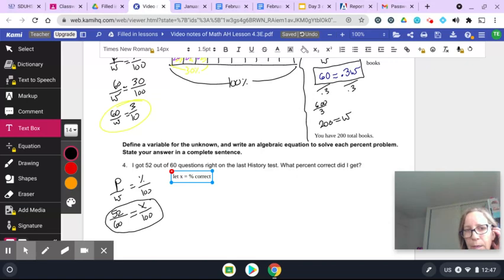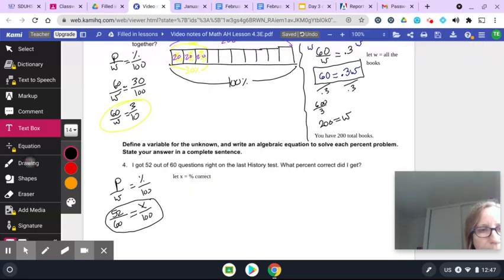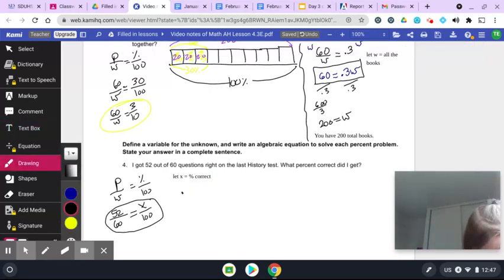I'm going to clean up my equation in my calculator. I am going to go 52 divided by 60. I don't get a nice number. I get 0.86 repeating. I don't want to cut off the repeating because then I may be cutting off questions. Is equal to x over 100.